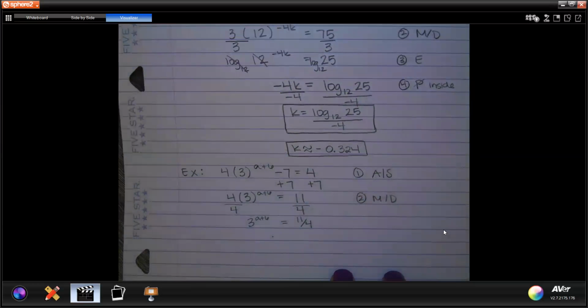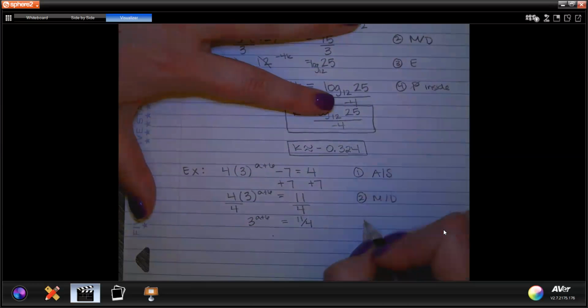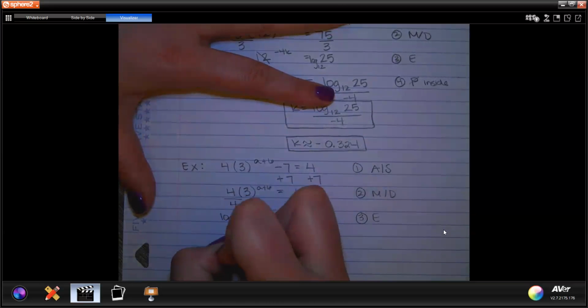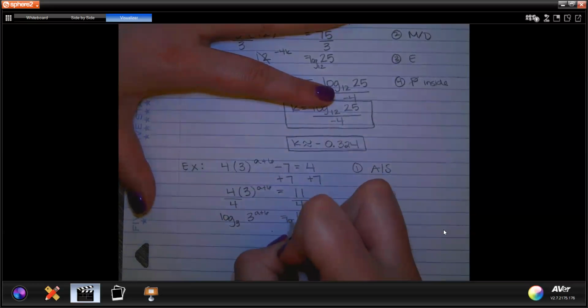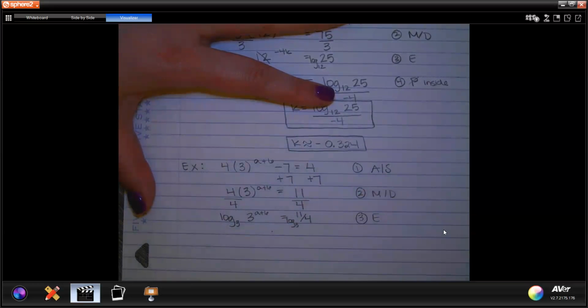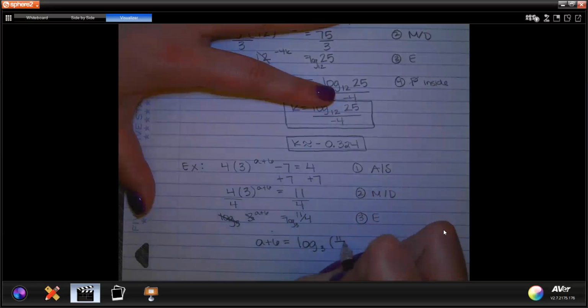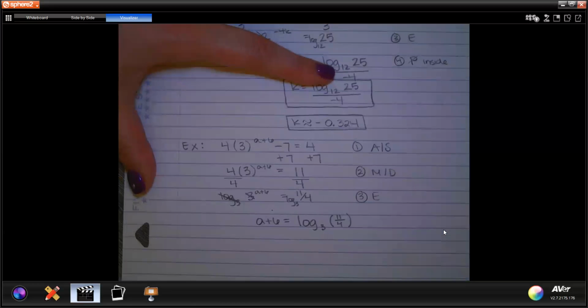Okay. Now I've got an exponent that I'm trying to get at. My variable's in my exponent, and I have a base of 3 that's in the way. So to undo that base of 3, I need to log base 3 each side. Log base 3. So the log base 3 cancels the base of 3. And then I have a plus 6 equals log base 3. I'm going to put this in parentheses just so I don't get confused. Log base 3 of that fraction.